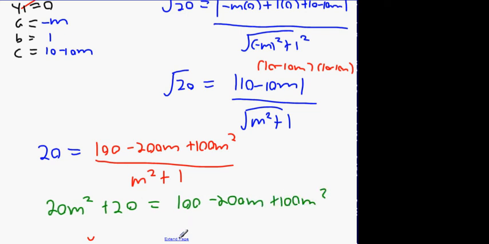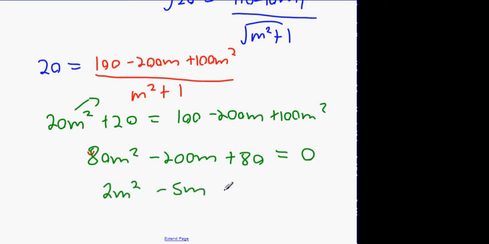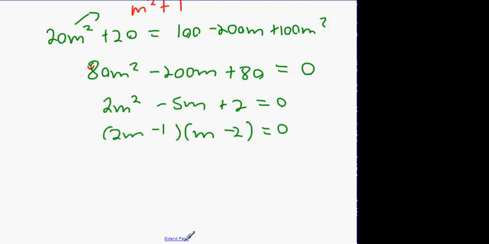Bring everything over one side. We're going to have 80m squared. Bring the minus 200m, and then bring the 20 over the other side and you get plus 80. I'm going to divide everything by 40. Good call. 2m squared minus 5m plus 2 equals 0. Factorising: 2m minus 1, m minus 2 equals 0. The two slopes in question are m equals a half and m equals 2.